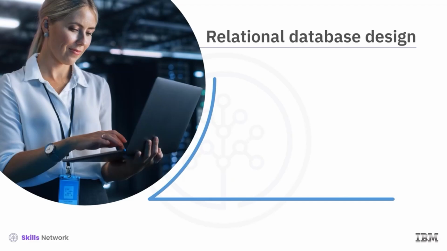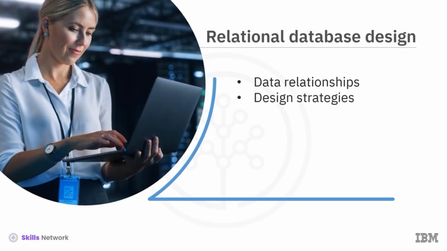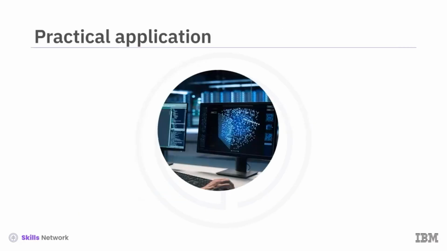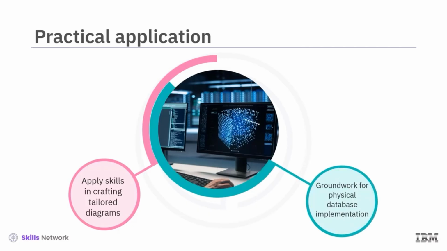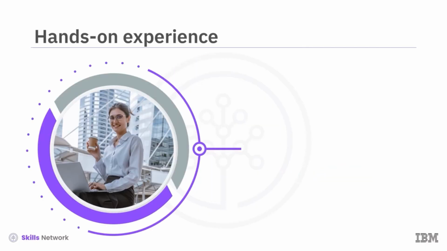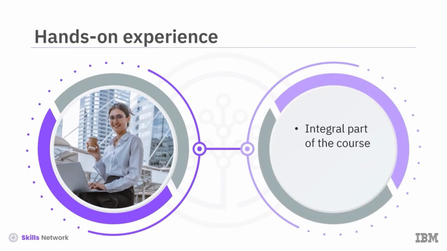The course extensively covers relational database design, including conceptualizing data relationships, effective design strategies, and exploring deployment topologies with associated trade-offs. A key component involves practical application, allowing you to apply your skills in crafting an entity relationship diagram tailored to a specific use case, laying the groundwork for the physical implementation of your database. Hands-on experience forms an integral part of the course, where you will use SQL statements and various RDBMS tools to transform conceptual designs into tangible database elements, including tables, keys, and constraints.